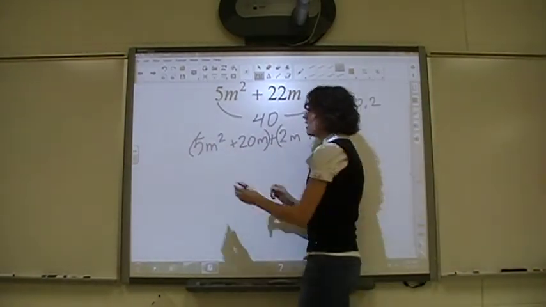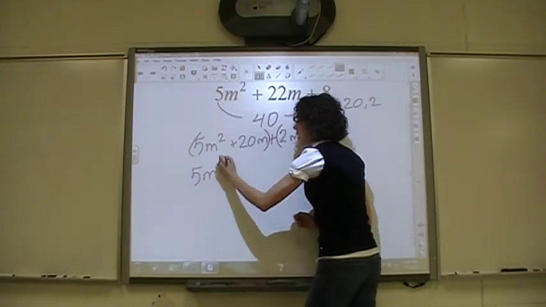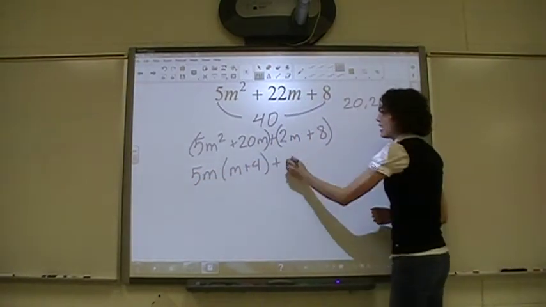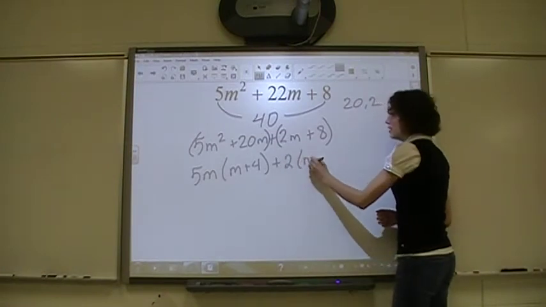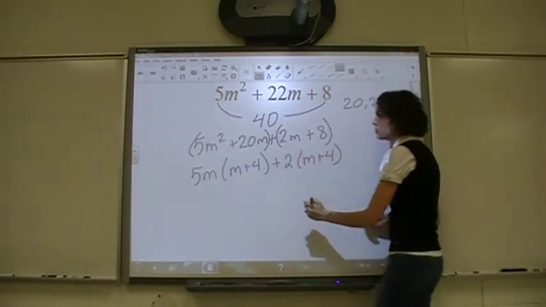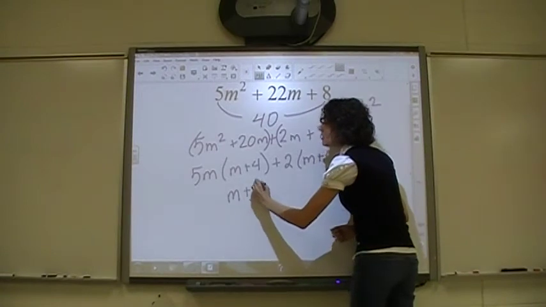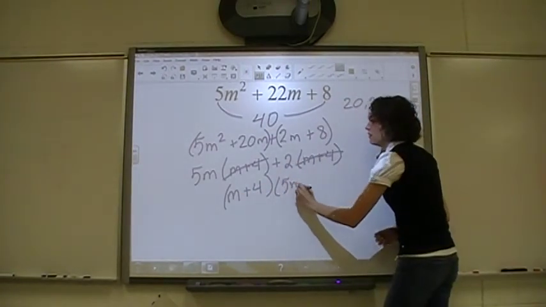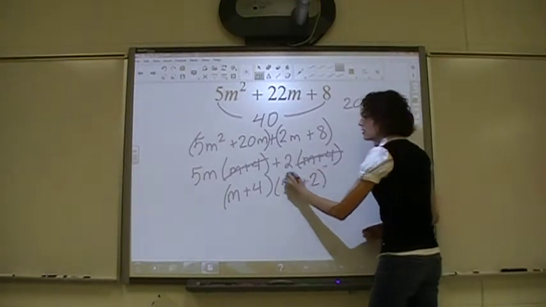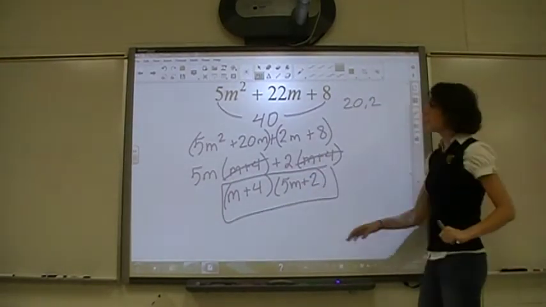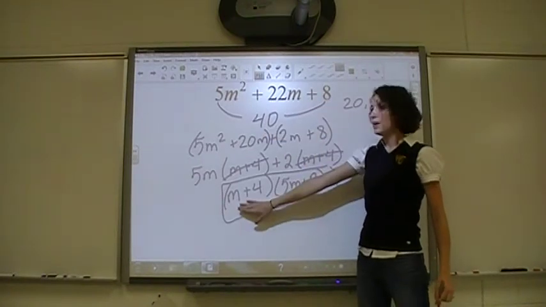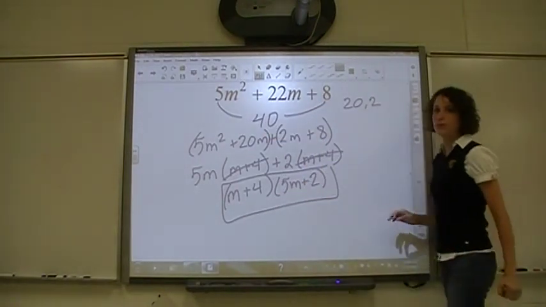We can take out a 5m out of both of these, and you're left with m plus 4. Now for this one, you can take out a 2, and we're left with m plus 4. You see m plus 4 twice, so cross those out, and you're left with 5m plus 2. So this is your final answer: 5m squared plus 22m plus 8 will factor into m plus 4 times 5m plus 2.